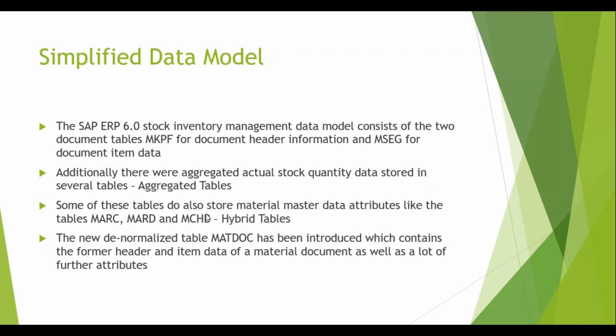Some of these tables also store material master data. I have given you the example of MARD. It is not only storing the totals, it is also storing the master data attributes of the material. Okay, so the tables which hold both the master data information and the aggregates are normally called hybrid tables, because they consist of master data as well as transactional data. The tables which only hold the totals are called only aggregated tables.